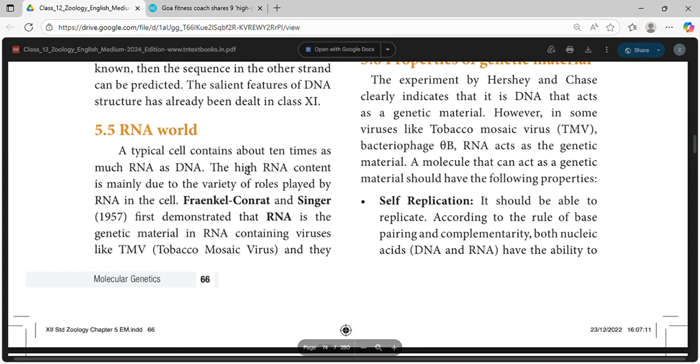A typical cell contains about 10 times as much RNA as DNA. The high RNA content is mainly due to the variety of roles played by RNA in the cell.